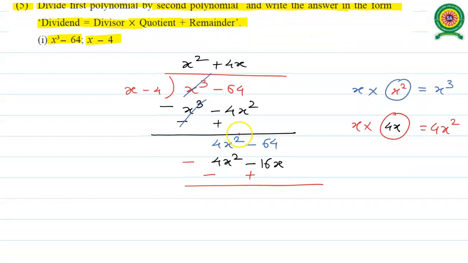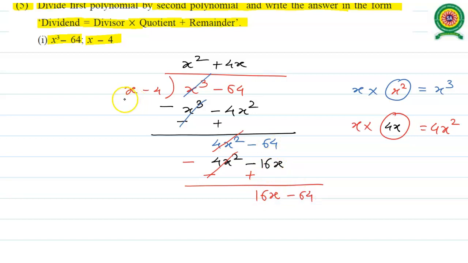Now be focused. Positive 4x square, negative 4x square getting cancelled. Now 16x and minus 64 are unlike terms. They can never be added, never be subtracted. But we can write our remainder as 16x minus 64.